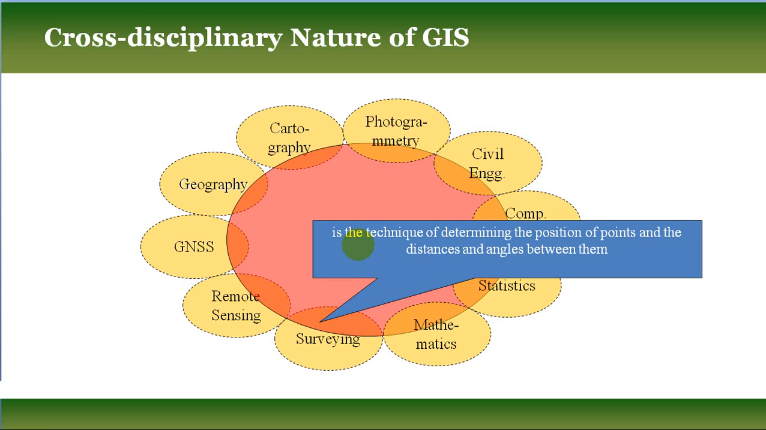So it is the technique of determining the relative position of different features on, above, or beneath the surface of the earth by means of direct or maybe indirect measurement, and finally representing them on a sheet of paper as a map, sometimes called a plan.